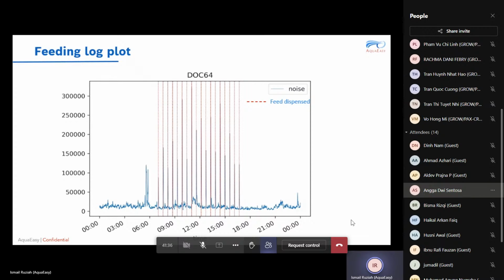There's no blockage. And also when we are doing the hydrophone feed response test, I dispense a feed from the iFeeder, and I see the response of the shrimp in the hydrophone. If I can detect a feeding frenzy, that means the location of the hydrophone is good and the setup is good.